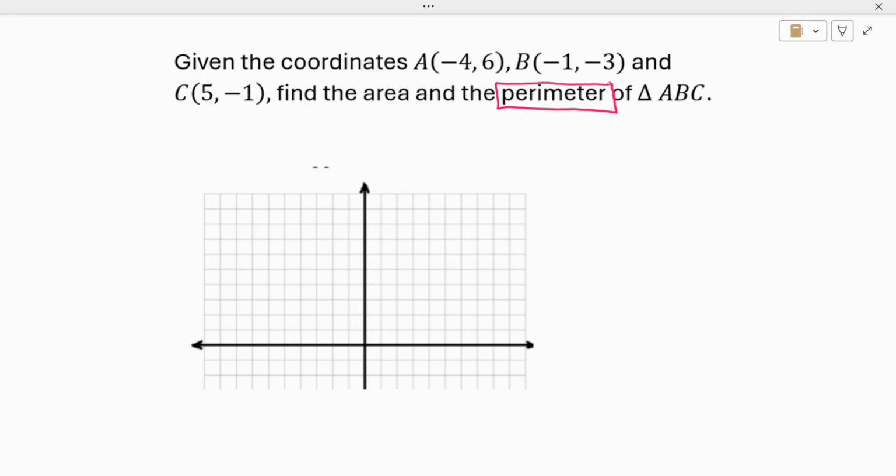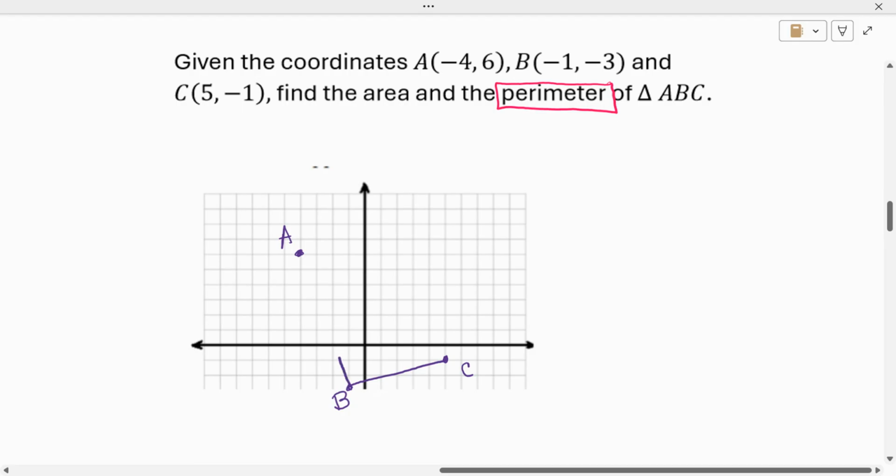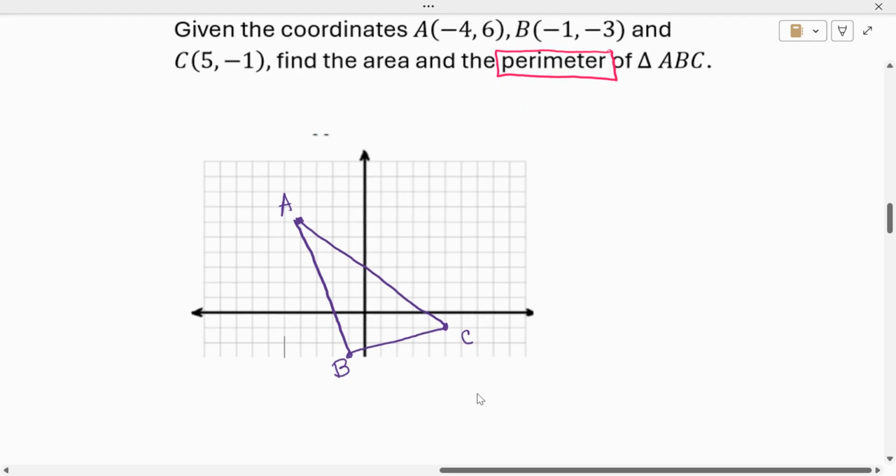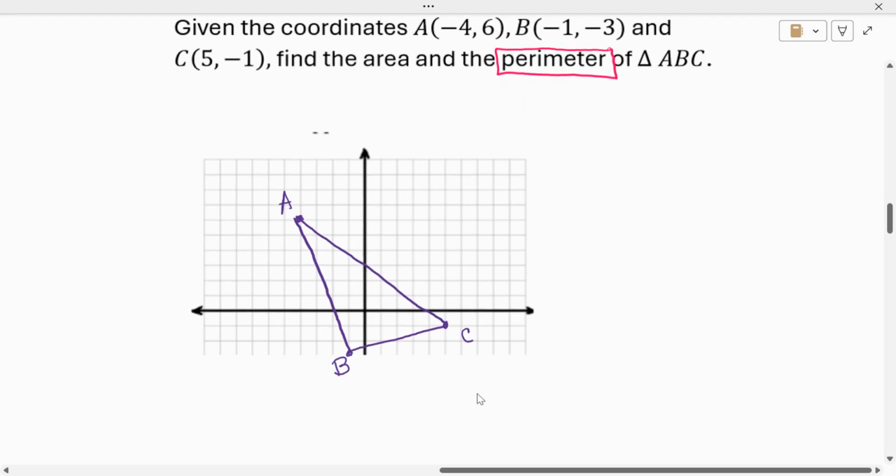Oh, I got to plot my points too. I didn't realize that. So -4. This is A, B, C. So draw this one on your pink graph paper that I gave you. Are there any horizontal or vertical lines that we can count on this one? No.